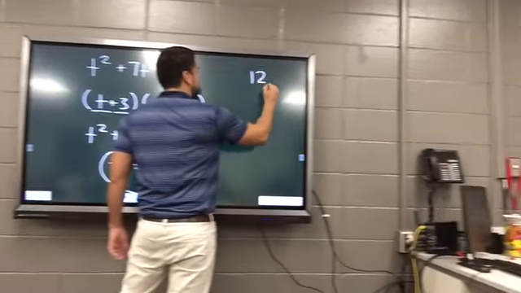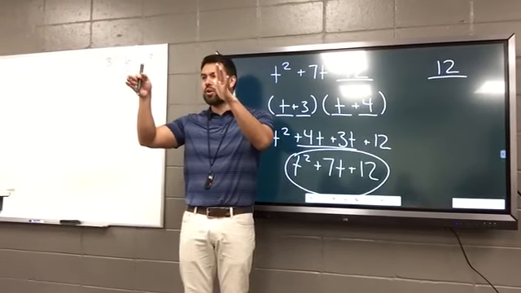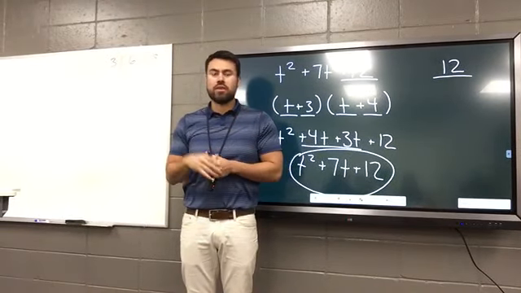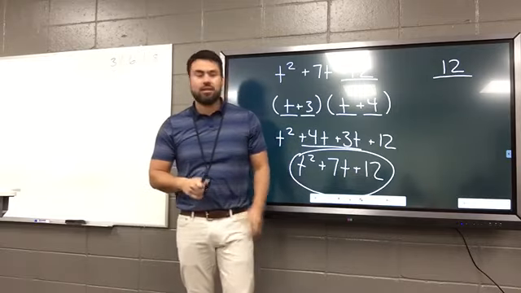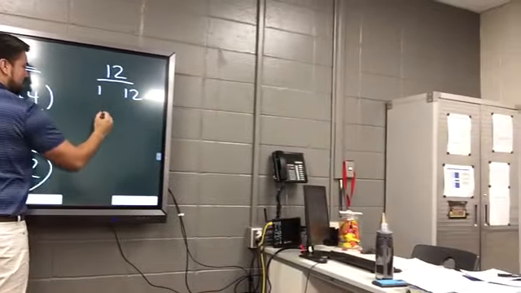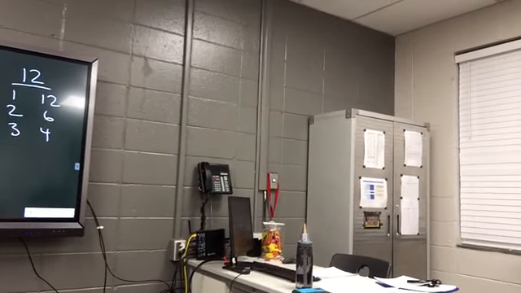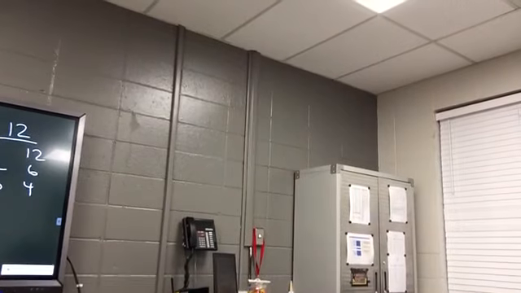Can you guys give me factor pairs of 12? Do you remember on the first lesson I said, list the factors of 12? What are factor pairs of 12? So what times what equals 12? 1 and 12. What else? 3 and 4. 2 and 6. Anything else? Yeah, 2 and 6 right there.